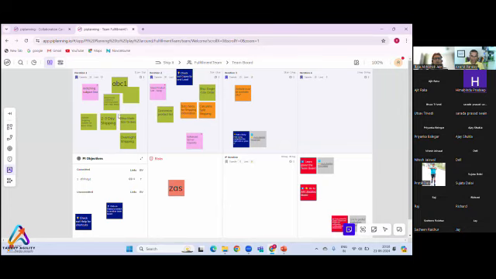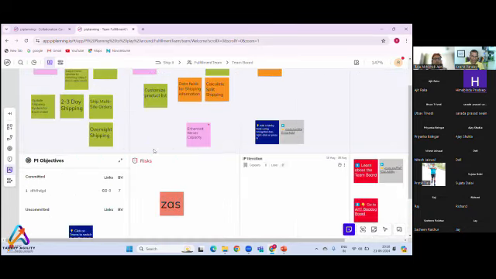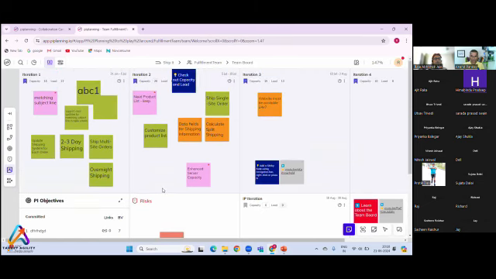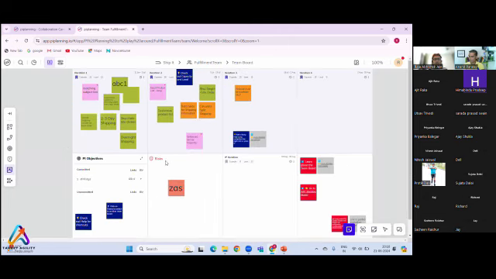Can you make it bigger, please? So here, what you can do, these are all the stories and dependency and other things are created in this board already. If I want to create a story, these are the iterations, okay? Iteration 1, iteration 2, iteration 3, iteration 4, IP iteration. Here is the area of risk. Here is the area where you can write the PI objective.